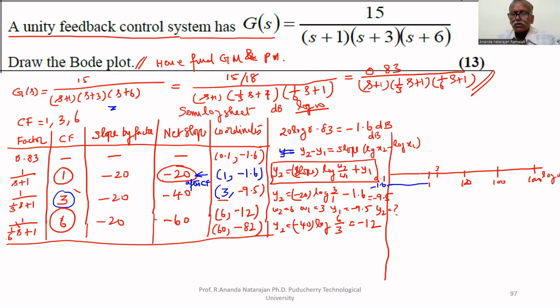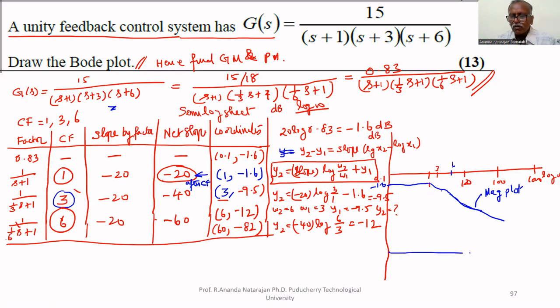That's all. So now we can plot. At 3, it is decreased to minus 9.5. At 6, it is about minus 12. And at 60, it is about minus 72. It goes like this. This is the magnitude plot, that is dB versus log omega.